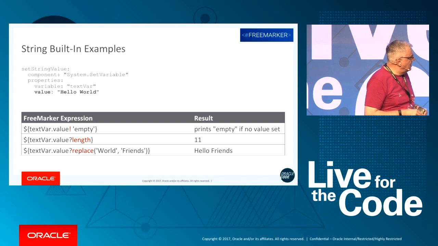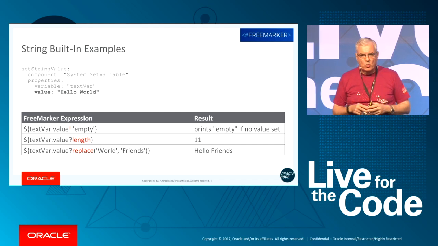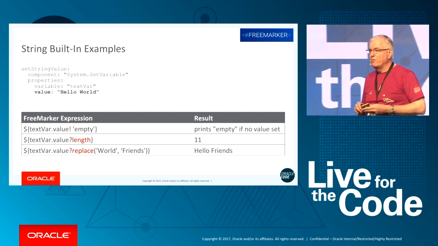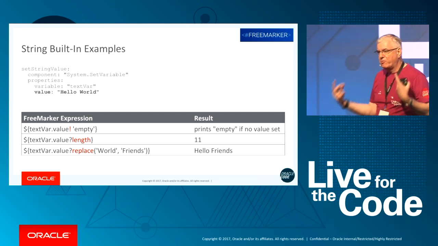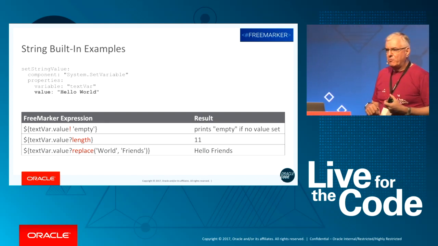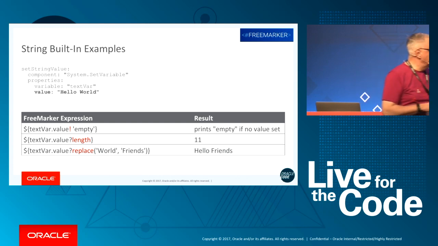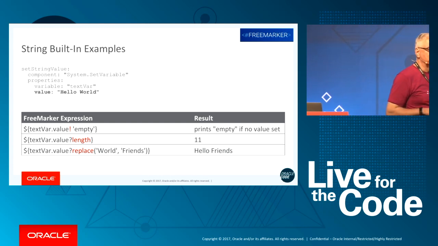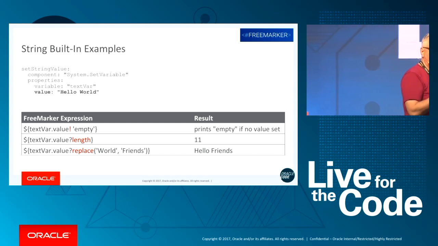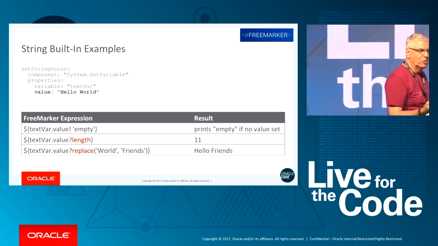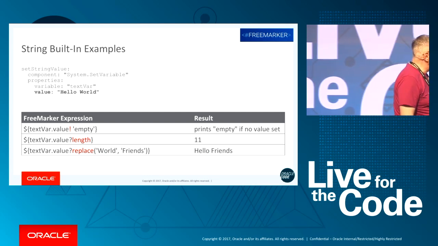But as you can see here, we have my text variable, and for example, I want to replace the word world that's coming back from the back end and replace it with friends. So rather than having to write a little JavaScript program to do that, I simply say $replace, and it'll automatically swap out the right word, world, with friends.